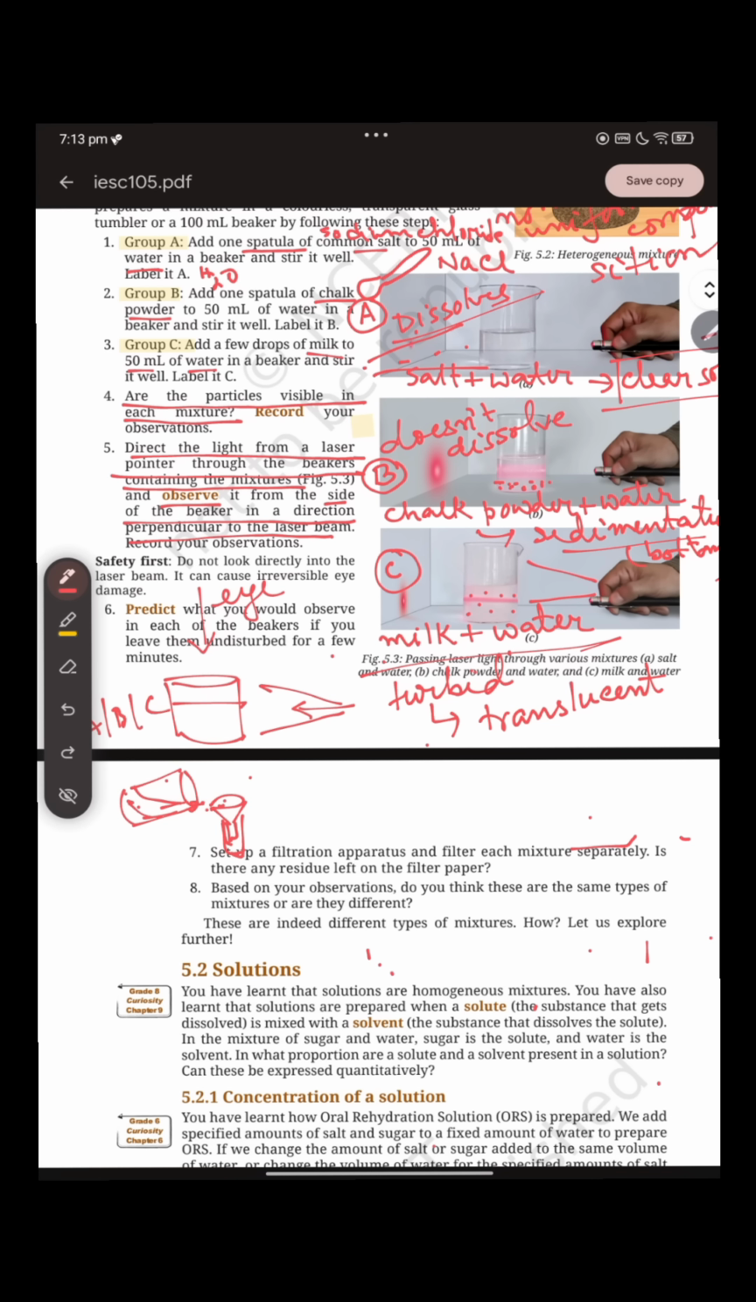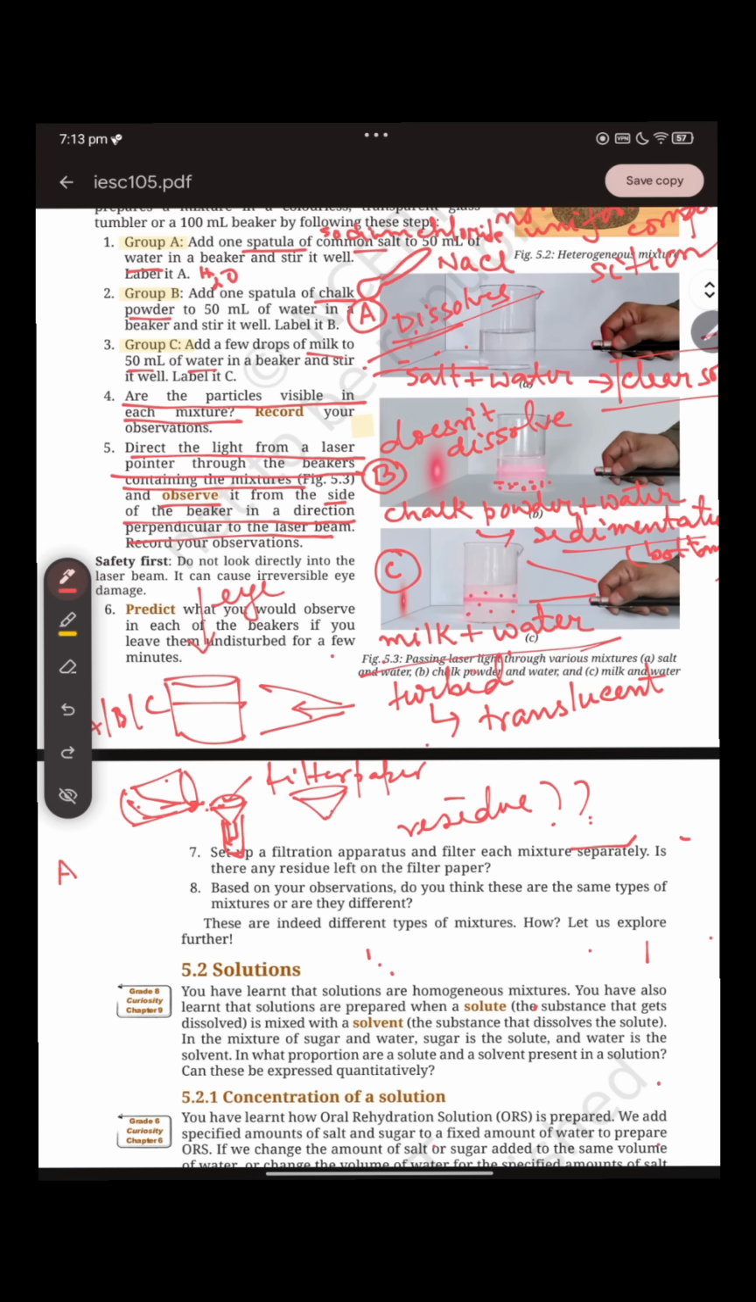And you have a filter paper which is folded in the shape of the funnel. So you have to place a filter paper, and then you have to see whether any residue you get in the filter paper or not. So based on these observations, you have to categorize the mixtures. So what should be your observation for residue?